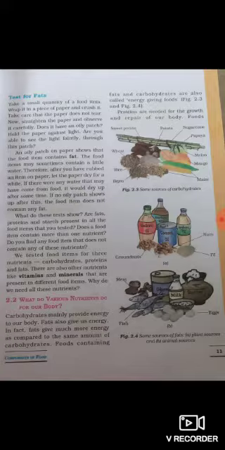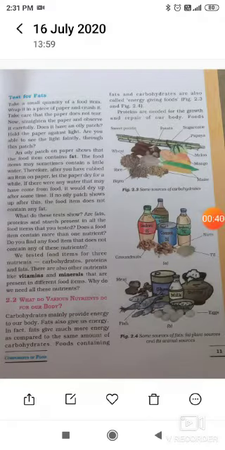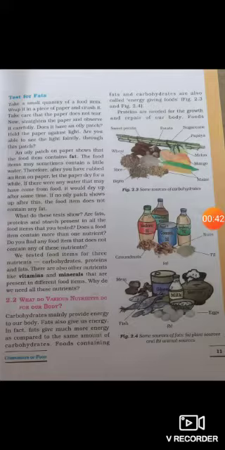Take a small quantity of a food item, wrap it in a piece of paper and crush it. Take care that the paper does not tear. Now straighten the paper and observe it carefully. Does it have an oily patch? Hold the paper against light. Are you able to see the light faintly through this patch? An oily patch on paper shows that the food item contains fat.